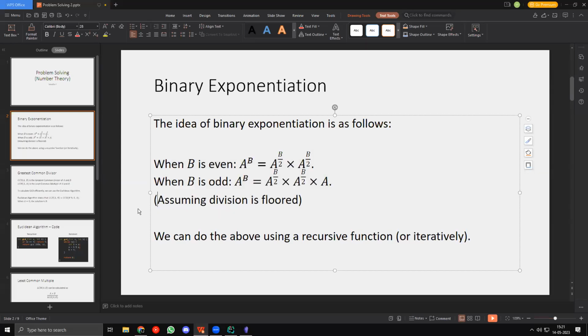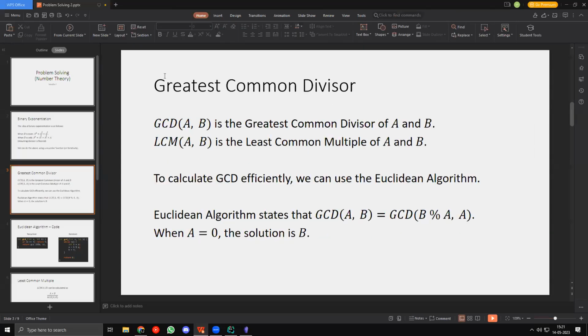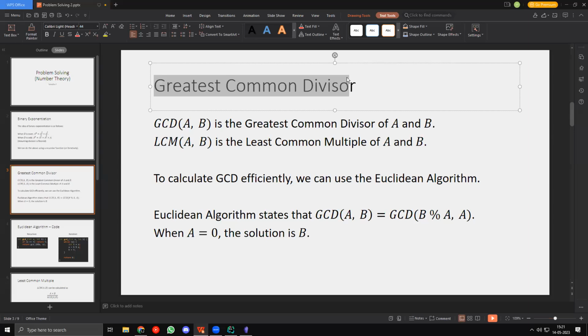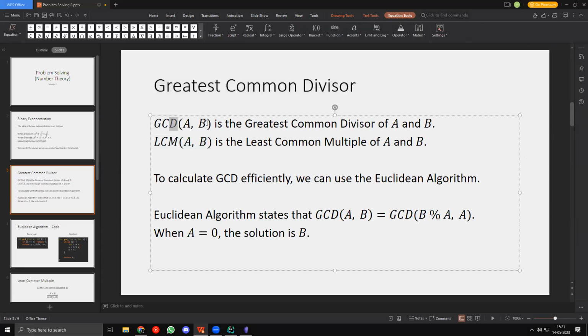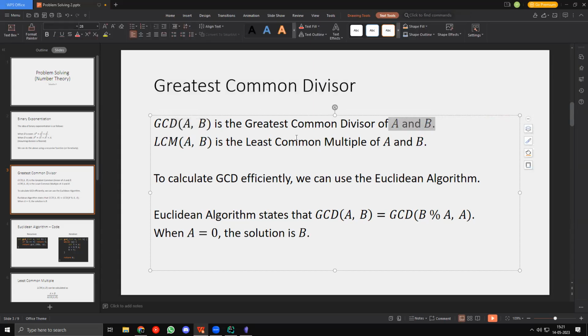So the next thing that we are going to be discussing is GCD. I guess everyone knows what GCD is basically. It's just the greatest common divisor, right? GCD is just the greatest common divisor of two numbers A and B. And LCM is the least common multiple of two numbers A and B.